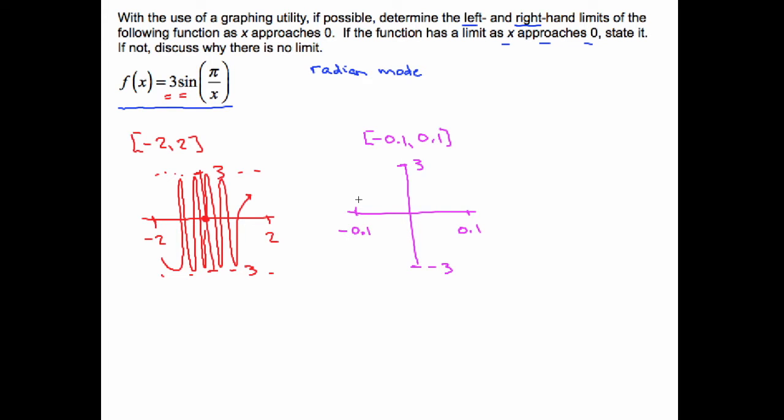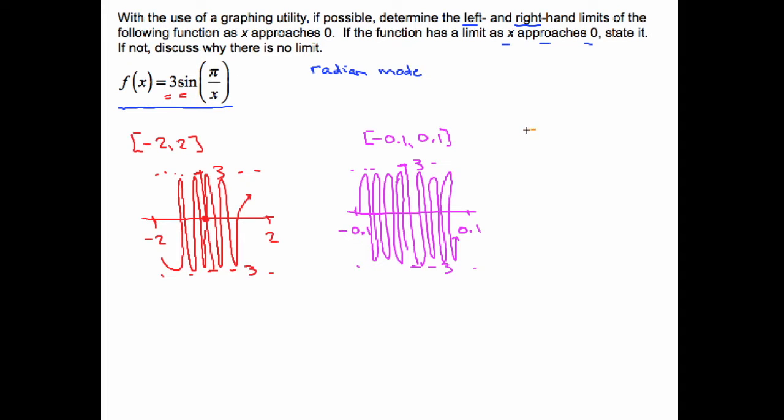But now as I explore the graph, I see the same oscillation. The graph almost seems to be oscillating from -3 to 3 in the same way it did a moment ago. So I'm going to think to myself that as x approaches 0, perhaps this limit does not exist. I don't get close to a single output.